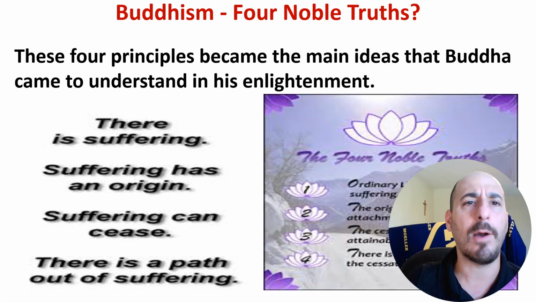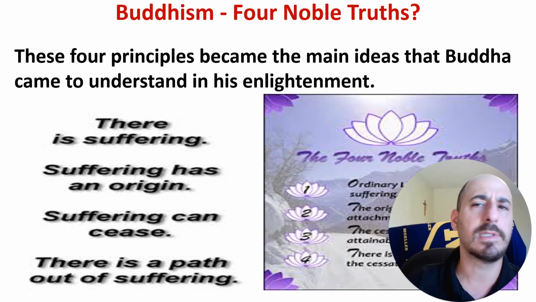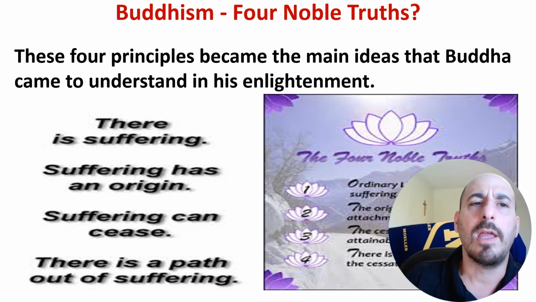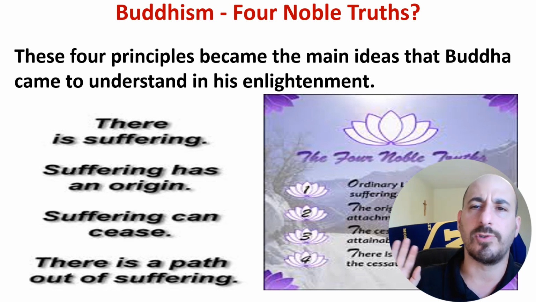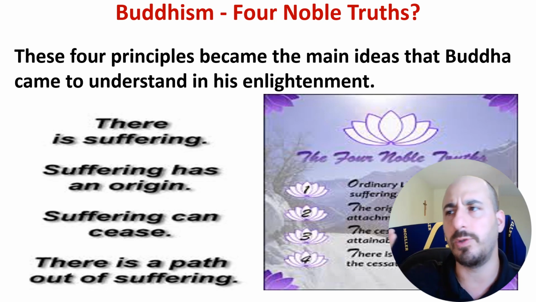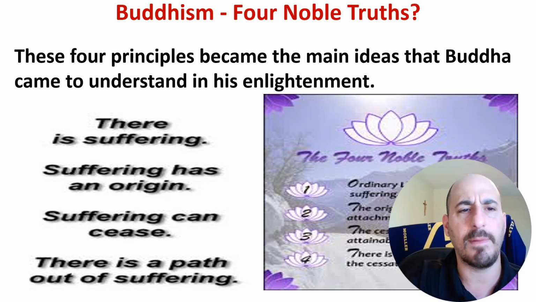Now, please excuse that question mark. This should just say Buddhism, Four Noble Truths. Okay, so what are the Four Noble Truths that Buddha basically comes to understand through this enlightenment process? So please write this down, and then I simplified them on the left there.